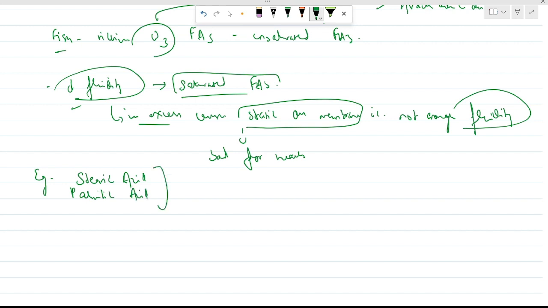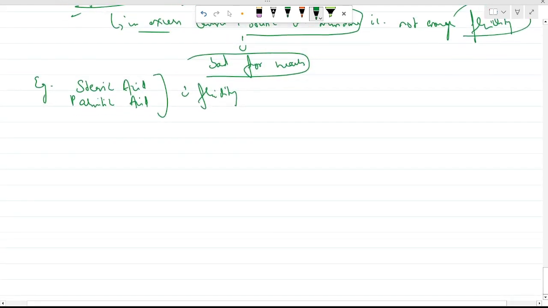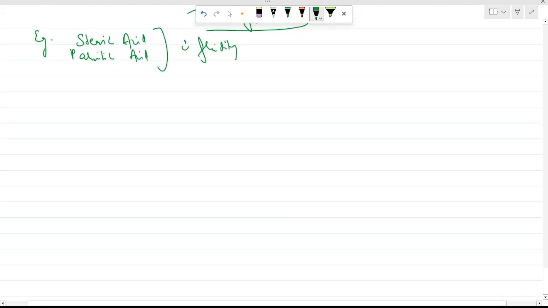The stearic acid and palmitic acid are the saturated fatty acids, which decrease fluidity. In general, it is bad for health. These fatty acids are called trans fats. The saturated fatty acids are also called trans fats. We have most commonly seen this term trans fats, most common in junk foods.